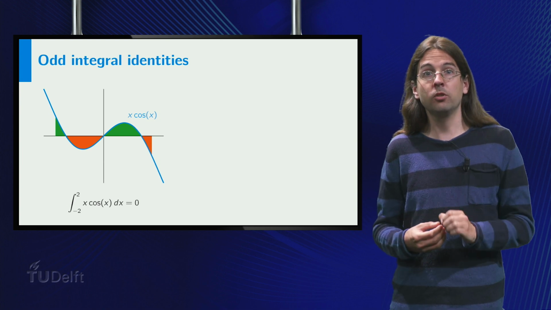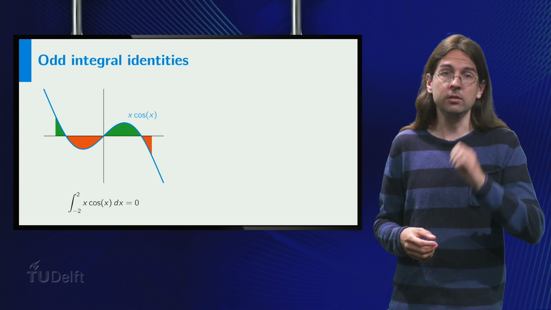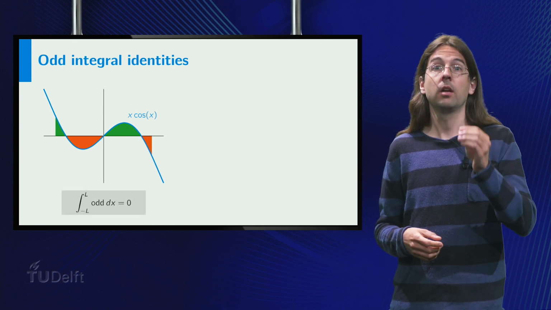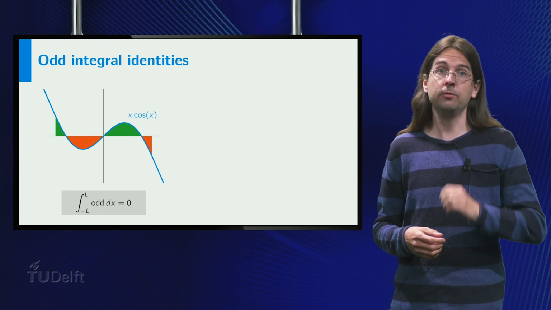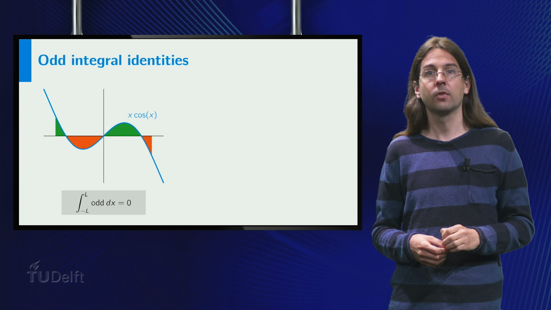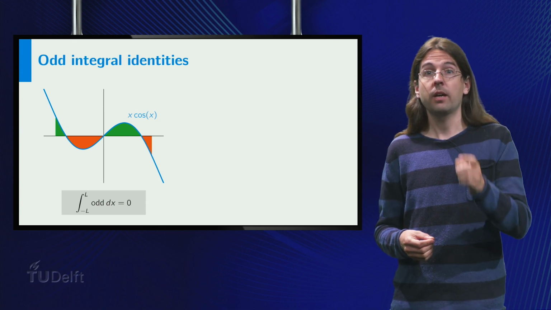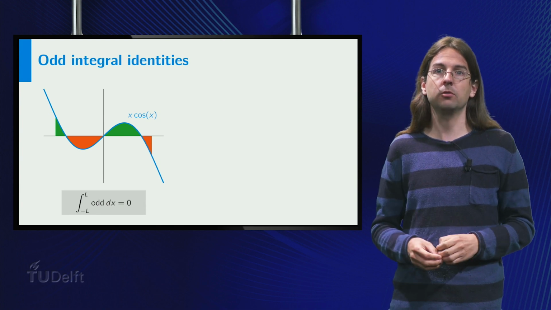And the same argument works for any integral of an odd function as long as the interval is symmetric around the origin. The integral from -L to L of an odd function equals 0. For this to work, the function must be odd and the interval must be of the form -L to L, symmetric around the origin.